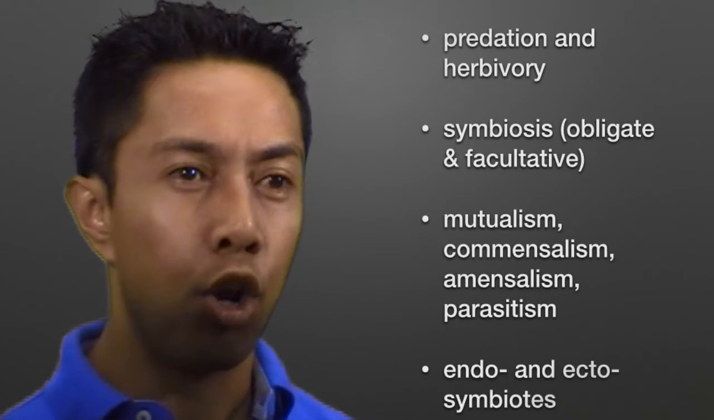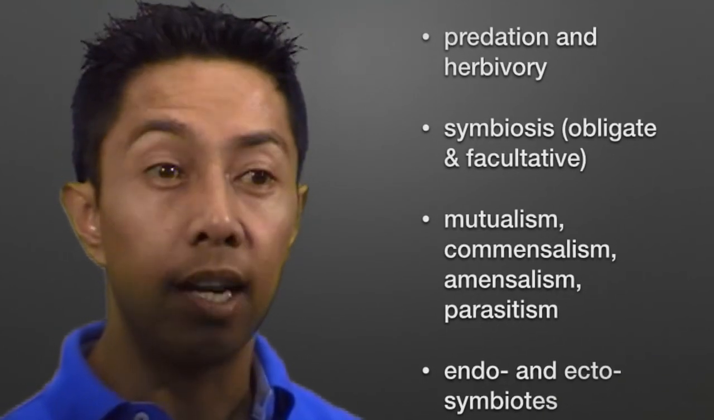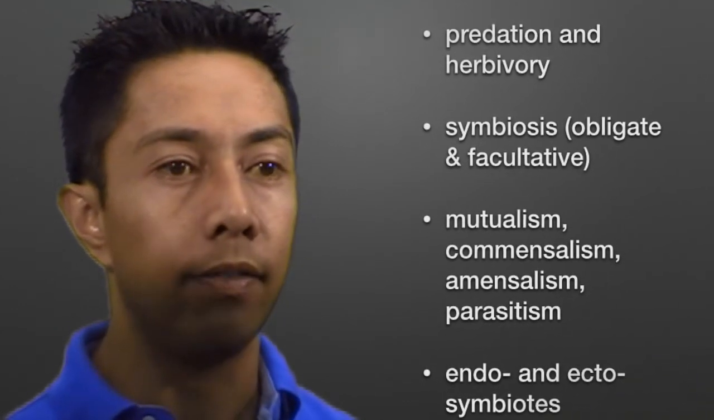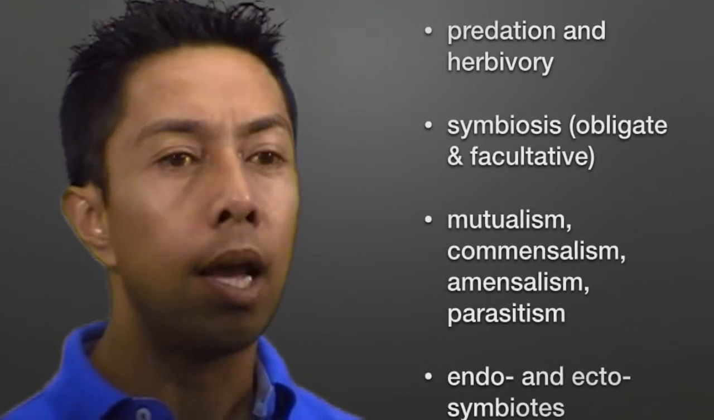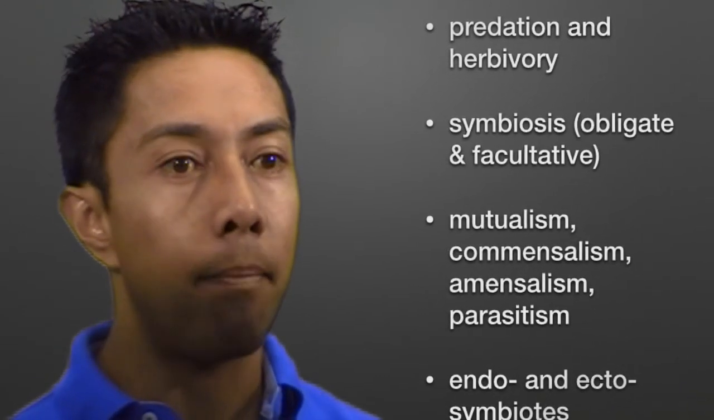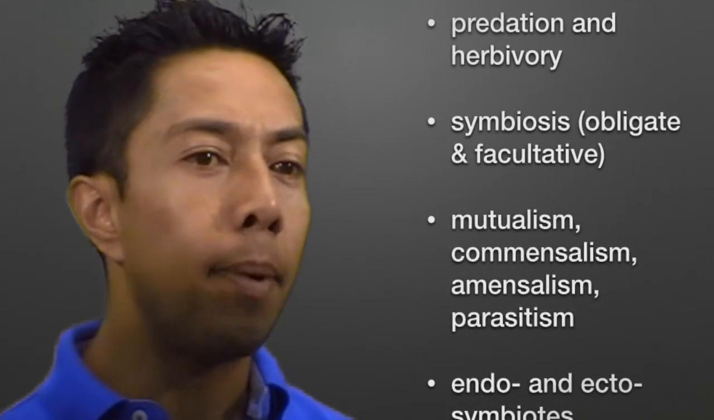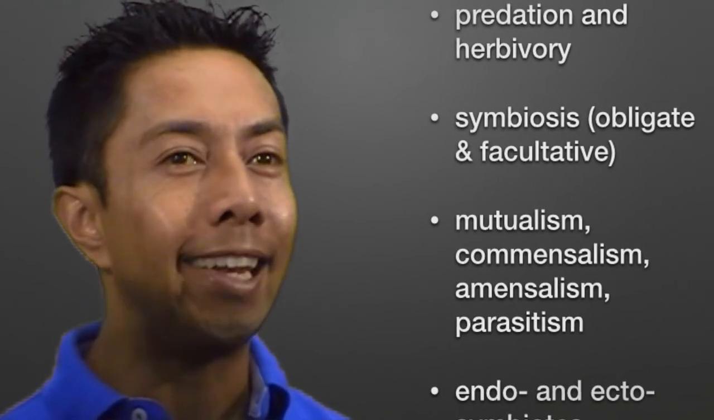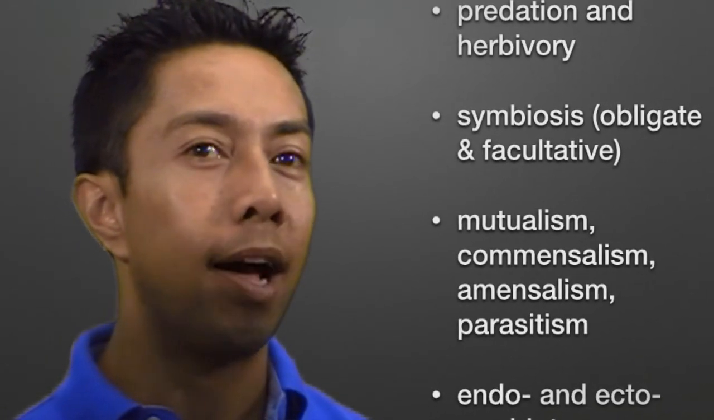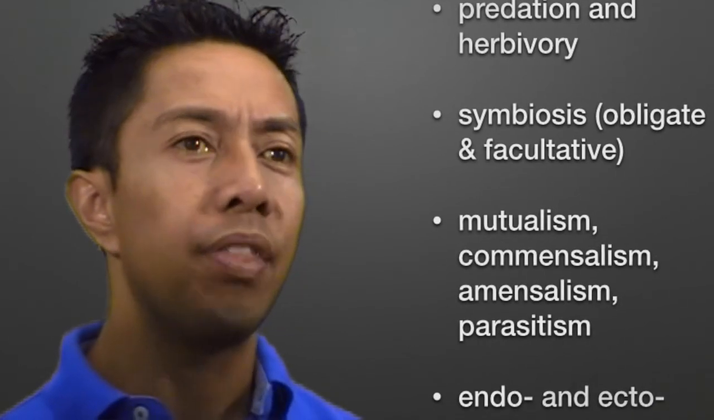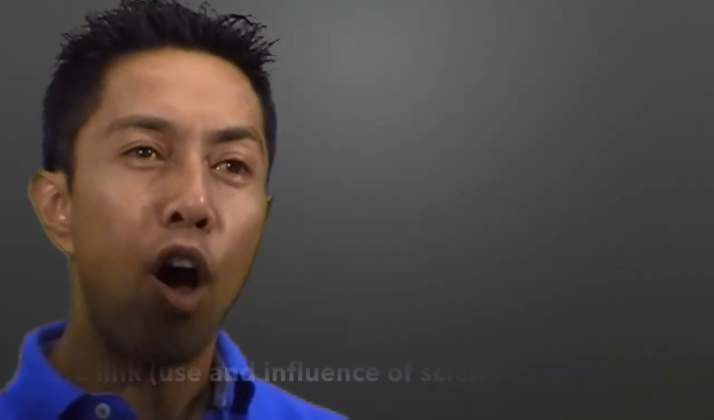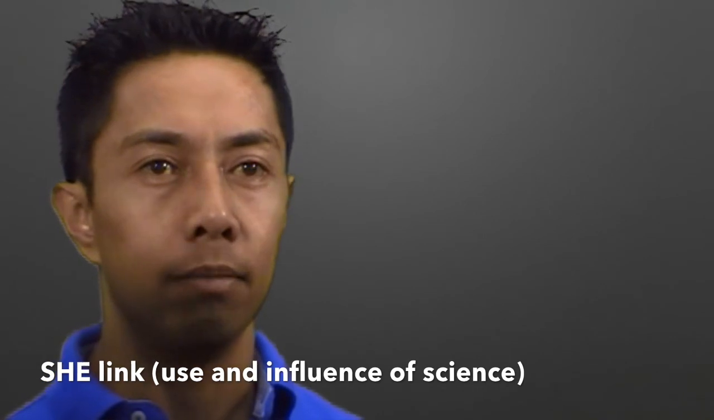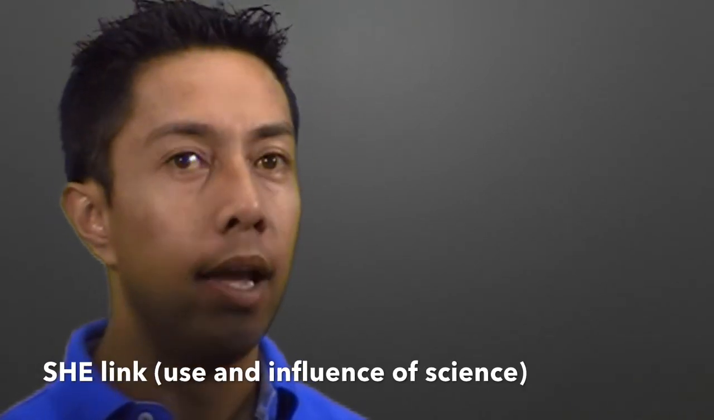Other examples of biotic factors that I encourage you to look up and create a concept map for are predation and herbivory, symbiosis, now there's two types, obligate and facultative. There's mutualism, commensalism, amensalism and parasitism. And also look up endo and ectosymbiotes. Did you know that the leading theory to explain mitochondria and chloroplasts posits that once upon a time they were free living organisms?